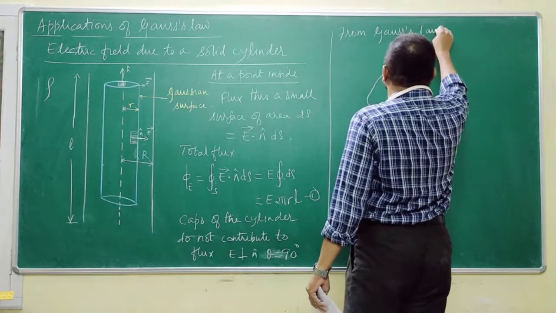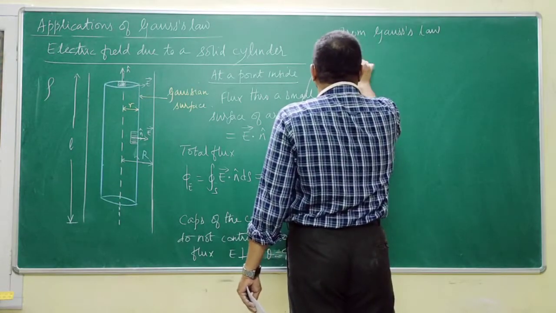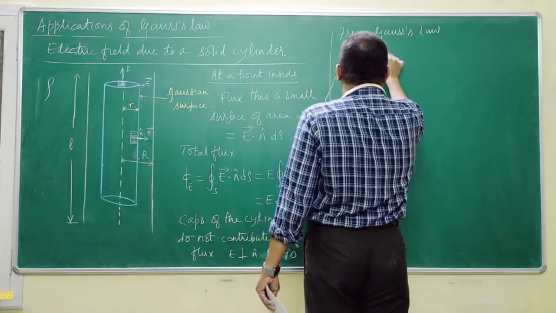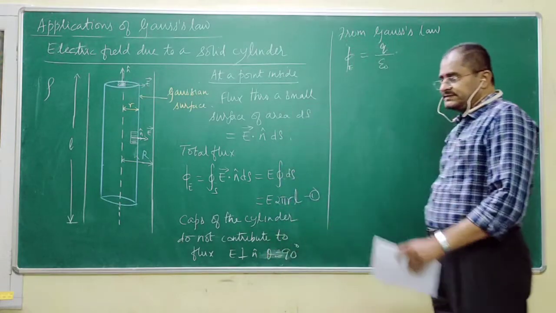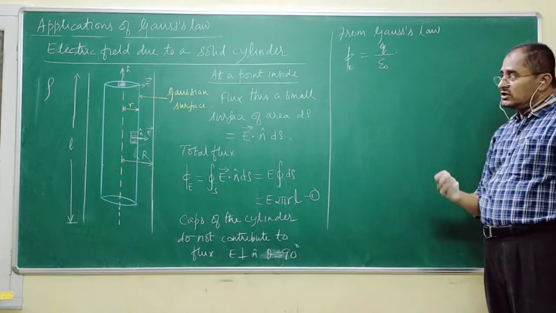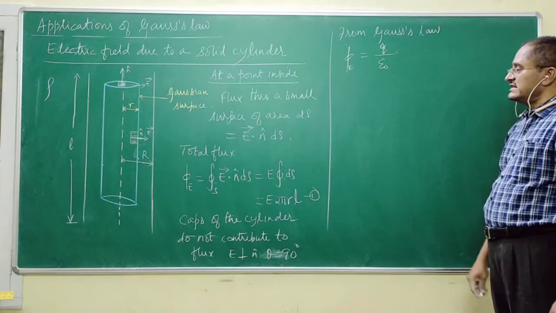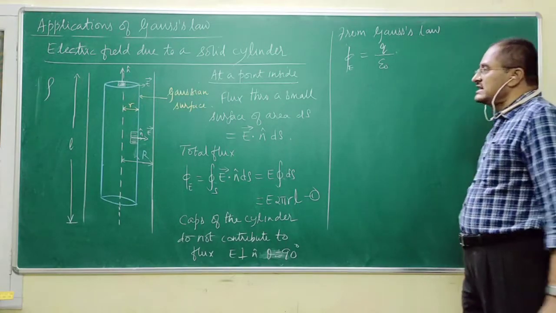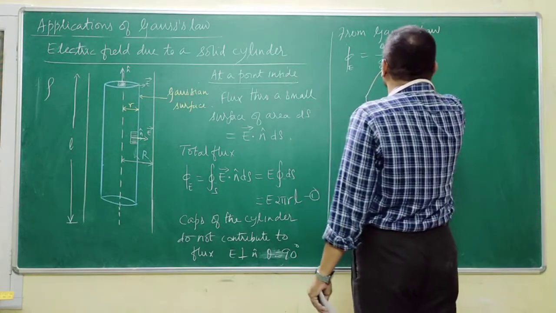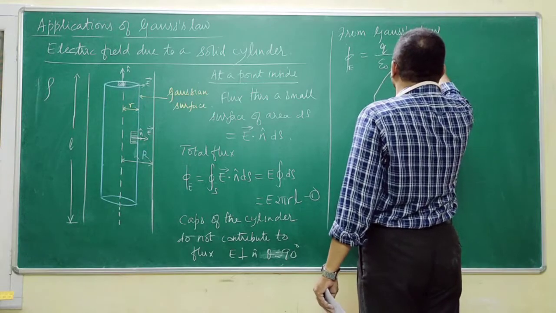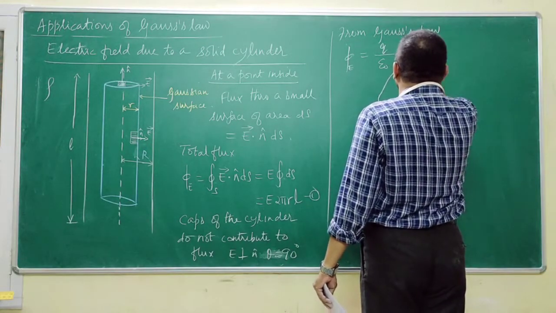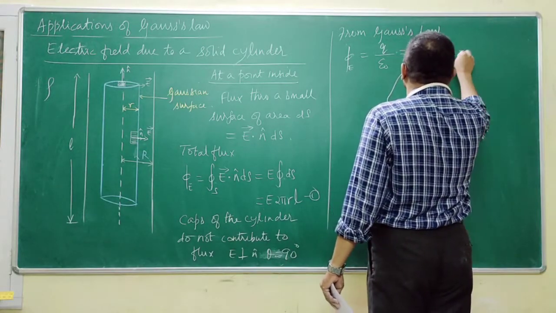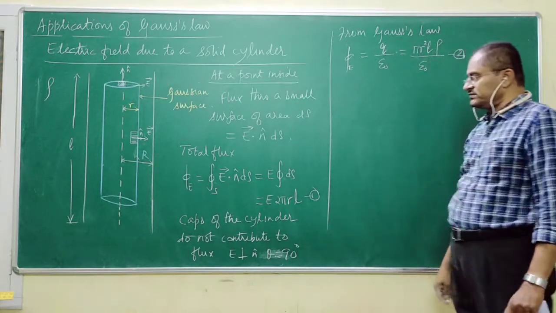From Gauss's law, I write phi E is equal to Q by epsilon naught. Now we have taken rho, volume charge density. Therefore, we have to take the radius, volume is here. Volume is pi r squared L into rho upon epsilon naught. I will call this equation 2.